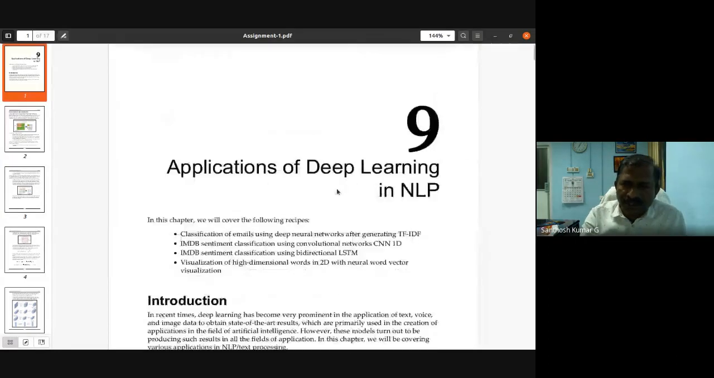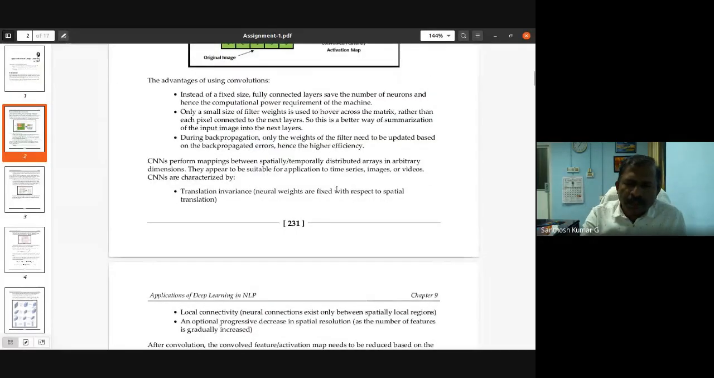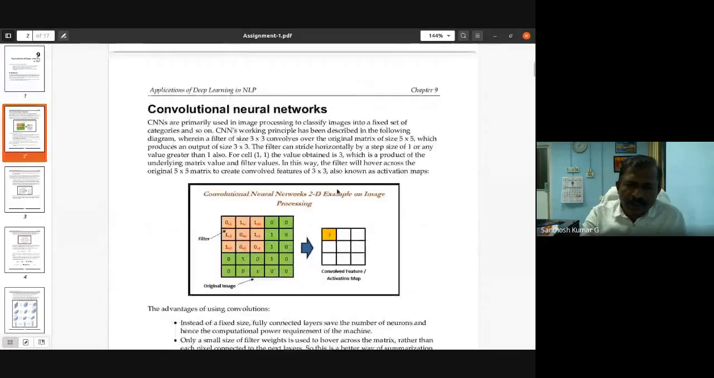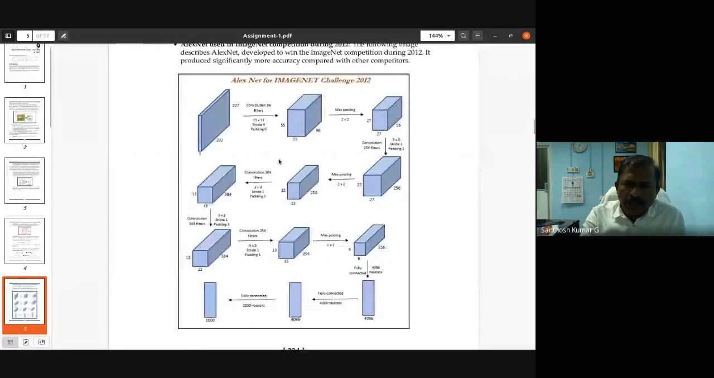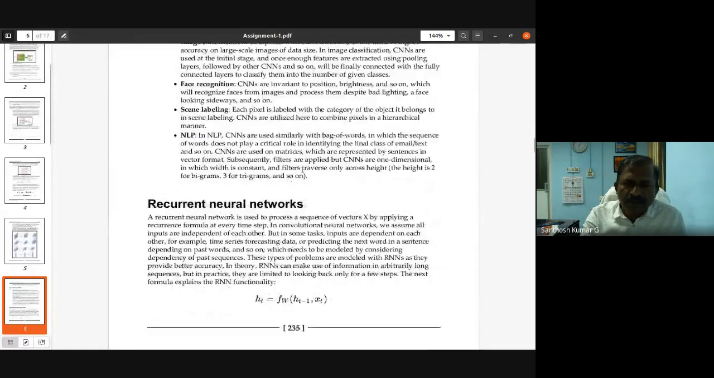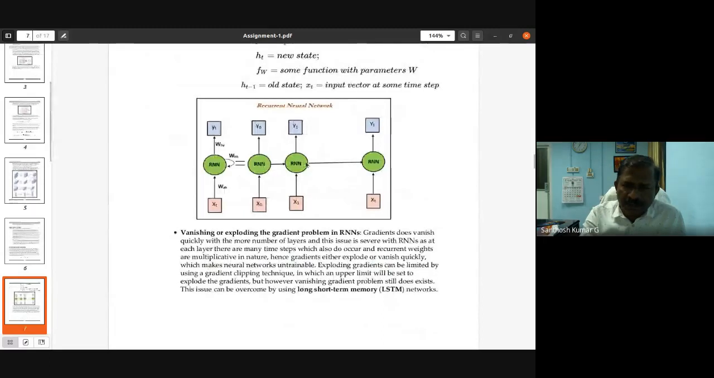You can go through the textbook. This is an excerpt from a textbook. I will upload it on the Moodle site, and you can download it from there. This maybe explains what CNN is and so on. You can read it if you want. And AlexNet, which is a very famous ImageNet kind of thing. Then RNN is also given here. I think these aspects will be covered in the other paper.